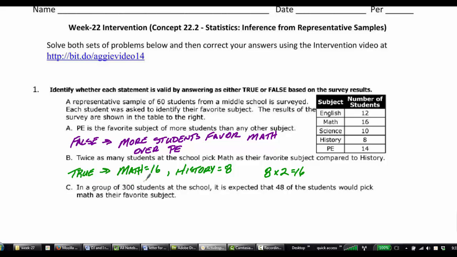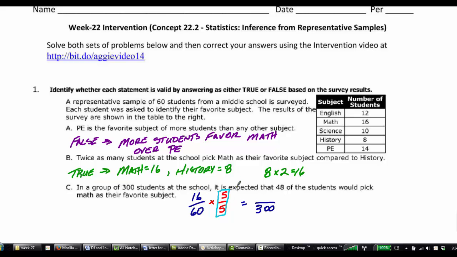Finally, in a group of 300 students, it's expected that 48 would pick math as their favorite. Well, let's see. 16 picked math out of 60. What would that be out of 300? There are several methods you could use to solve this, but I'm going to use the equivalent fraction method. I'm going to multiply by 5 over 5. Now I'm selecting 5 over 5 because I know that 60 times 5 is 300. 6 times 5 is 30, so 60 times 5 is 300.